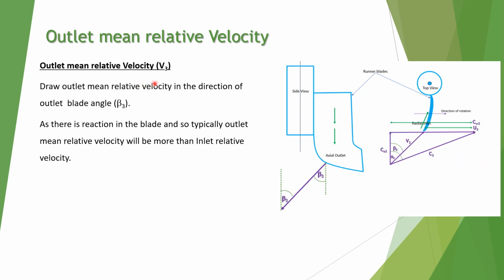Outlet mean relative velocity, that is V3. So draw the outlet mean relative velocity in the same direction as the outlet blade angle, that is beta 3, which is shown as V3. This is V3, and this V3 will be larger than V2 because some reaction occurs in the blade.